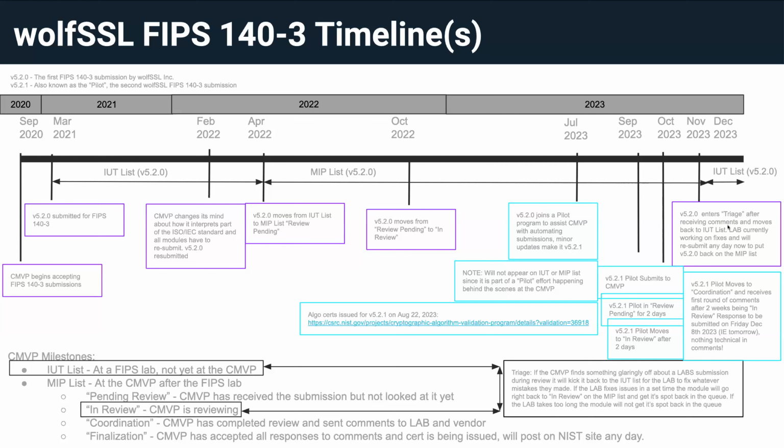And the lab that we were working with, they had left out section 12 on all the security policy submissions they had been doing. So unfortunately, our submission got kicked back to the IUT list. We hit this special triage condition, and our lab is currently redoing all of their submissions, adding section 12 to all the security policies they did.